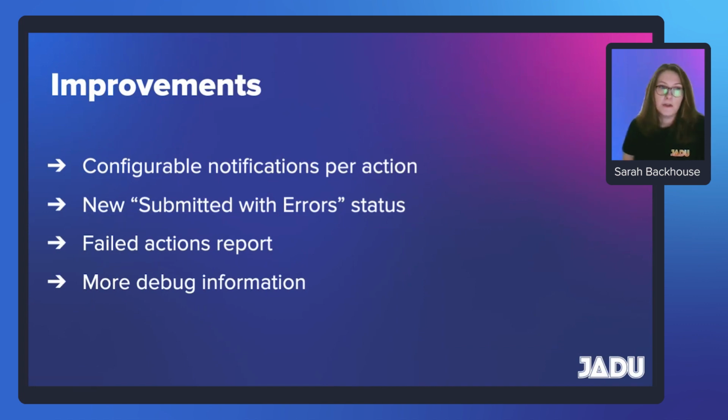First, we've got our configurable notifications per action, being able to trigger email notifications to particular admins when a form action fails. Second, we have our new submitted with error status, so submissions that have failed actions on them can be easily identified in our control center interfaces. Third, we have a failed actions report so that you can, again, audit and process these as required. And finally, we have added a little bit more debug information when a particular action fails to aid in triaging and diagnosing any issues that you may encounter.